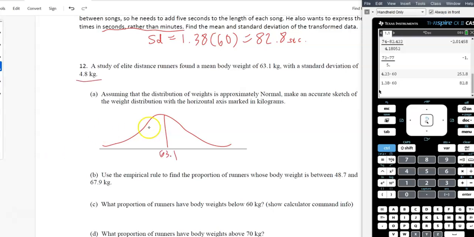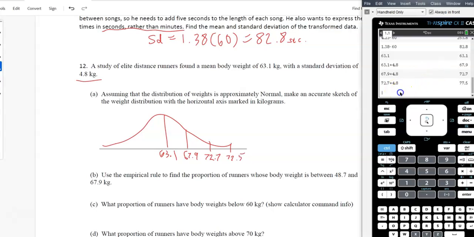And 4.8. To do this in your calculator, I like to do this. So you type in the number 63.1, press enter, plus the standard deviation, 4.8. So plus 4.8. Press enter 3 times. So that just does all the math for you. This is 67.9, 72.7, and 77.5.